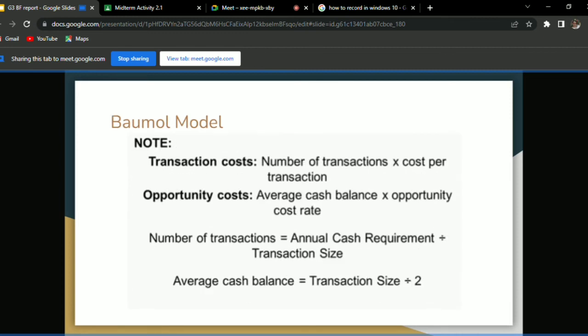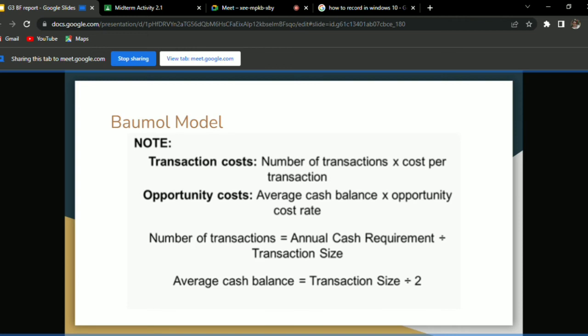Next. So, kani note, mga formula ni siya guys. So, don't ever kalimot this one. The transaction cost is number of transactions times cost per transaction. Given naman ning cost per transaction sa atong problem ganina, which is 30 pesos. And the number of transactions, imuha na siyang makuha gikan sa ikatulong nga formula. Number of transactions is equal to annual cash requirement divided by transaction size. So, sa atong given, 45 million divided by 100,000 or 200,000.